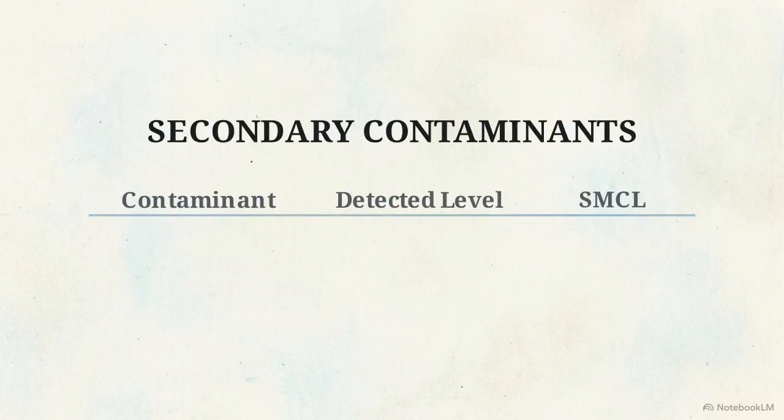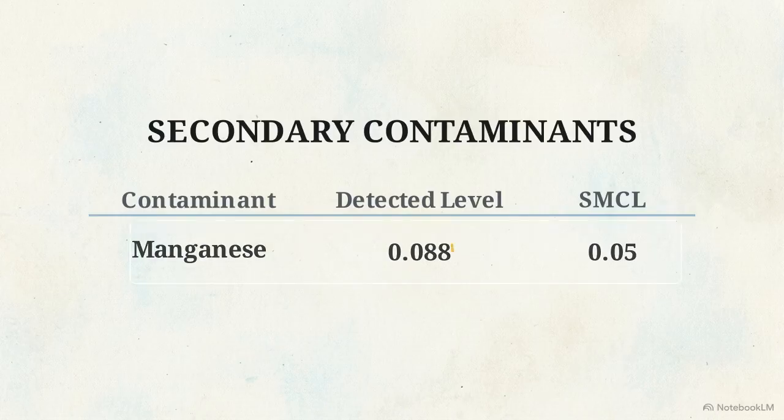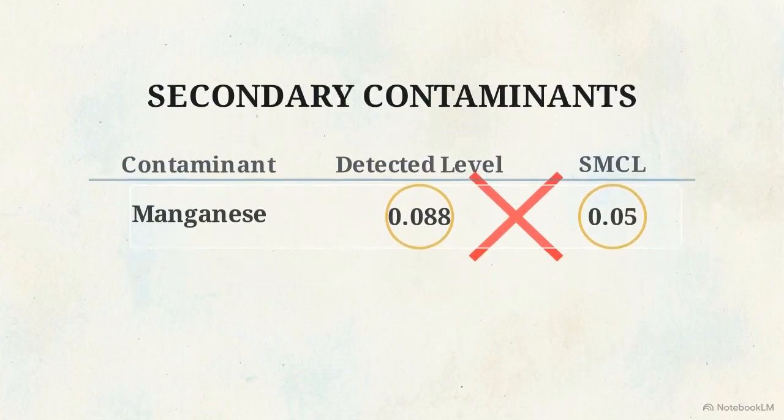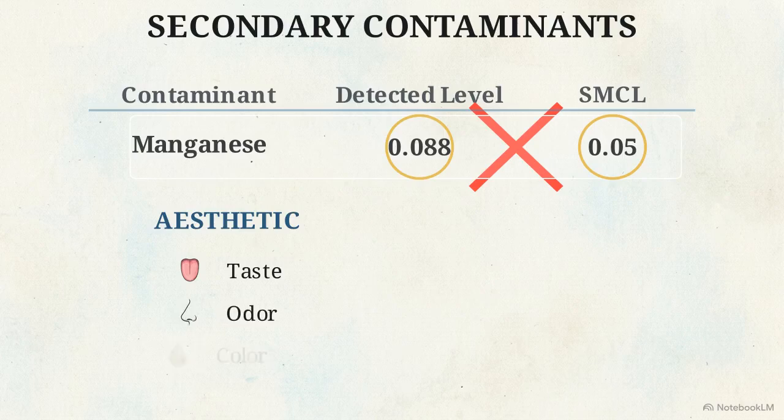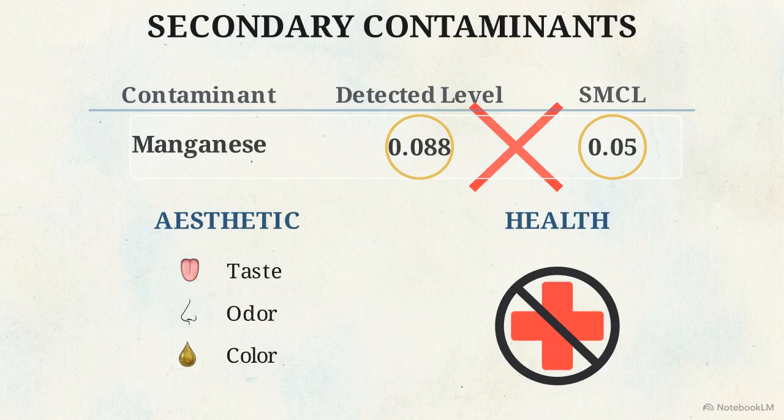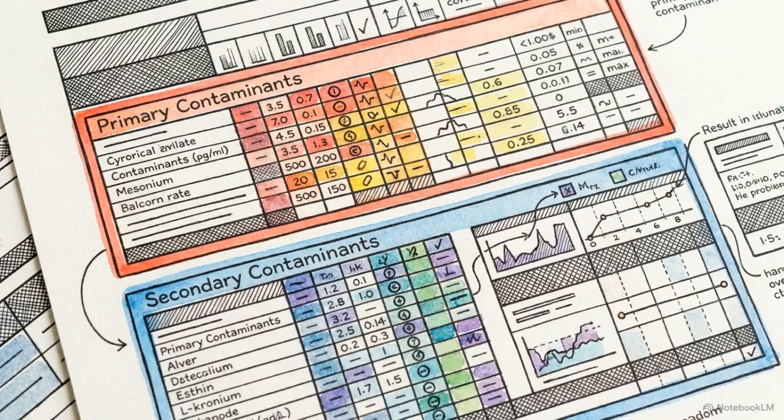Let's look at the secondary contaminants. Manganese was detected at 0.088, while the limit is 0.05. Based on what we've seen, is this a violation? It is not. Secondary limits are non-enforceable guidelines. They track aesthetic issues like taste, odor, or water color, rather than strict health risks. Understanding your report requires distinguishing between primary health laws and secondary aesthetic suggestions.